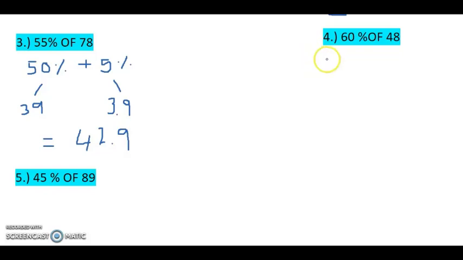The next one, number 4. What is 60% of 48? 60% is 50% plus 10%. 50% of 48 is 24. 10% of 48 is 4.8. That means 60% of 48 is equal to 28.8.